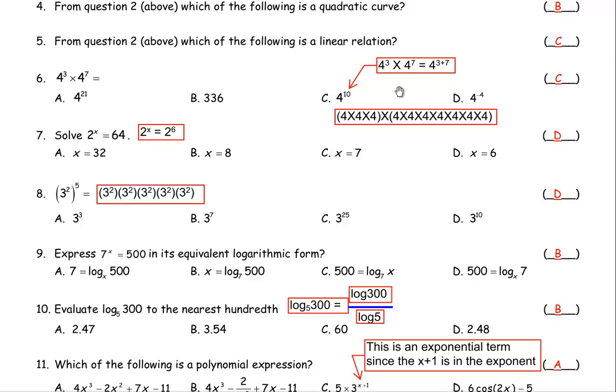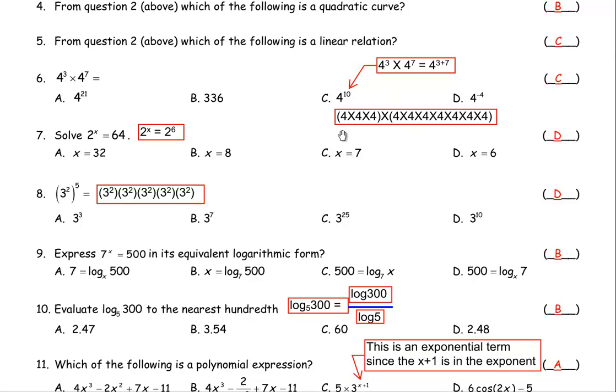If you want to know why we add the exponents, 4 cubed means 3 4s multiplied together. Remember, the exponent is how many of that base we're multiplying. 4 to the 7th means there's 7 4s multiplied here. So altogether, there's 10 4s multiplied, which is what 4 to the 10th means. That means 4 times 4 times 4, 10 times.